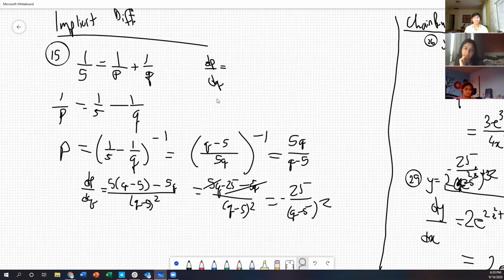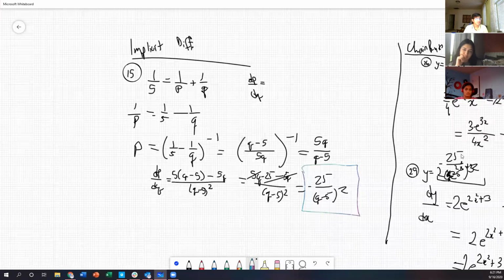For example, there's a lot of problems where it's easier to turn it into an explicit function and just do the derivative as normal, rather than trying to do the implicit differentiation. I was trying to copy this and put it up here, but it doesn't really let me do that. That's fine. I'll just box the answer right here: negative 25 over (q minus 5) squared.